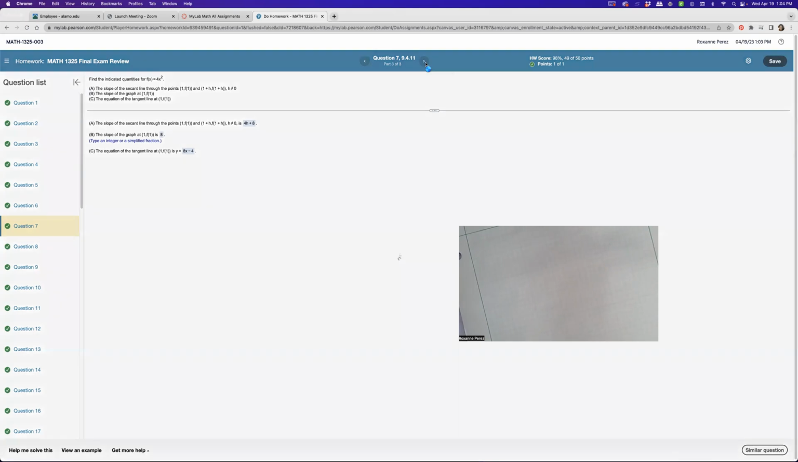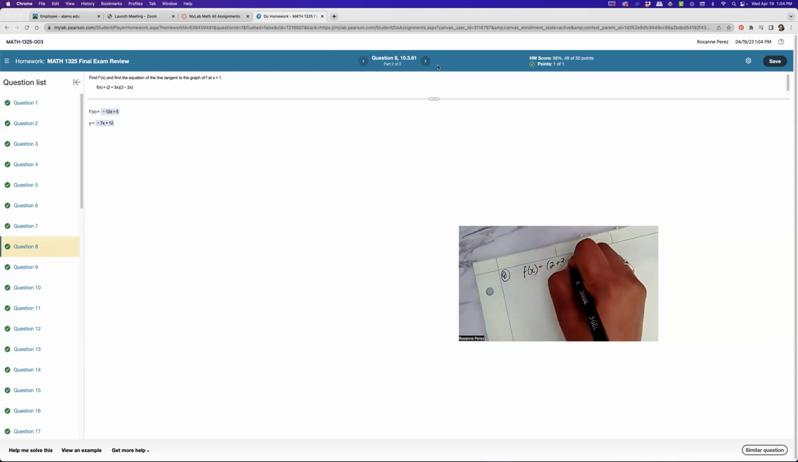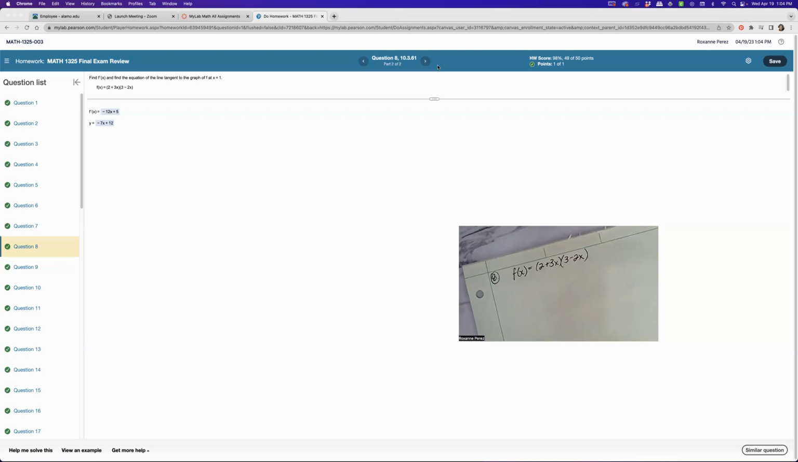Question 8. Find the equation of the line tangent to the graph of f at x equals 1. Okay, so first we are given the function f of x equals 2 plus 3x times 3 minus 2x. Okay, so first thing, you can do this either using your product rule or distribute and then find the first derivative.